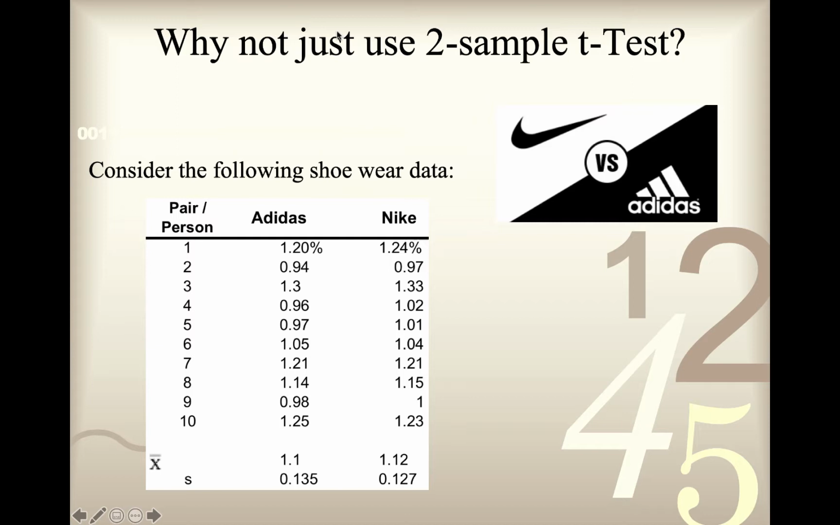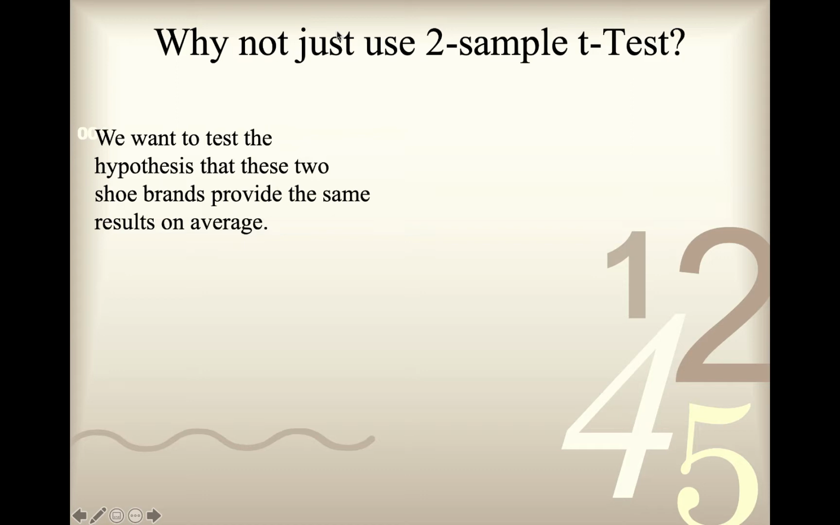Here's an example where we want to look at shoe wear, and each person wears an Adidas for a while, and then each person wears a Nike for a while. We want to see if there's a difference between the Adidas and Nike shoe wear, that is, whether the two shoe brands provide the same results on average. So we set up our null and alternative: mu Nike equals mu Adidas, and mu Nike not equal to mu Adidas.